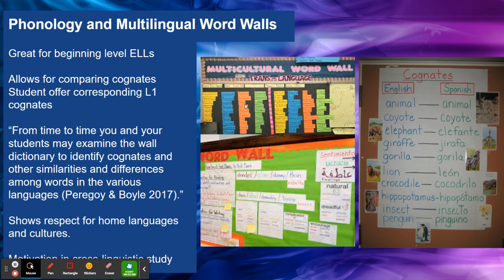One great tool to use inside the classroom to help develop phonology for students, especially EL students, is the multilingual word wall. Very much like the standard word wall, except the multilingual word wall really focuses on identifying cognates between the English vocabulary word and the primary language vocab. By using multilingual word walls, you're showing respect for home languages and home cultures, and you're also motivating cross-linguistic study.